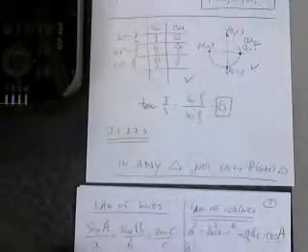Now, what if B is the right angle? It's not. But can you tell me the same thing for B now? B squared equals?